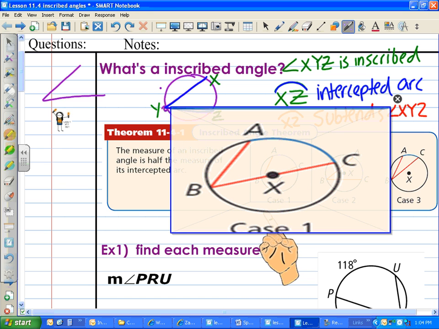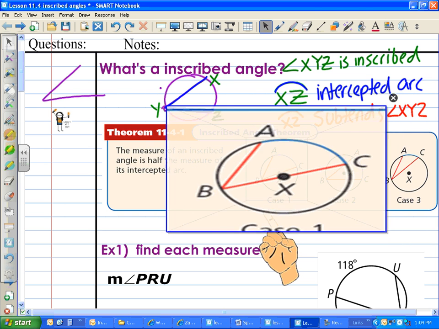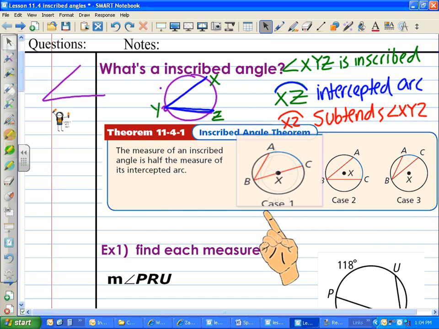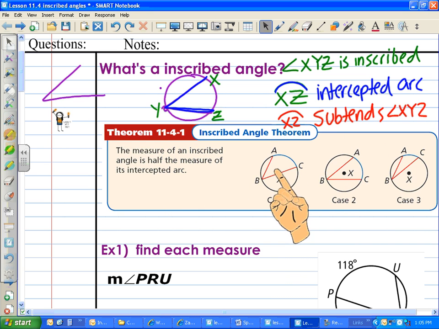Oh wow, it stretched it out like a rectangle. That's weird. Okay, anyway, excuse me. Okay, you know what? I can't even point to it this way. Never mind. Let me take this away. Okay, back over here. So here's what it's saying.